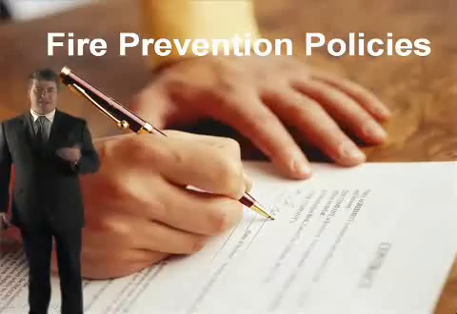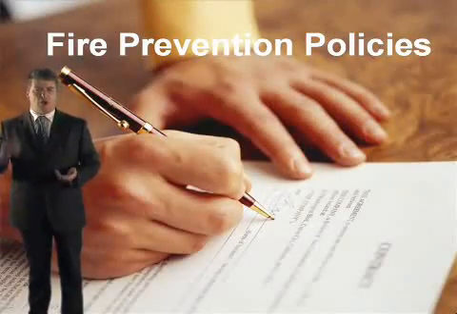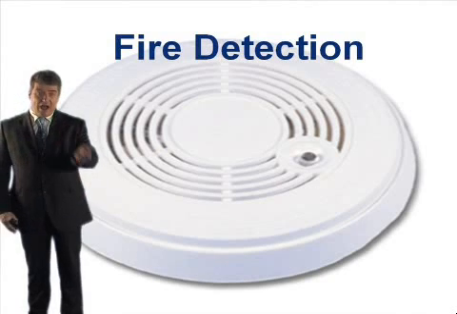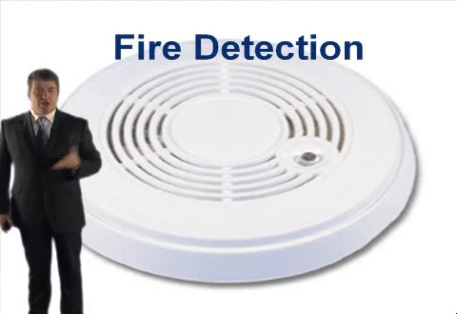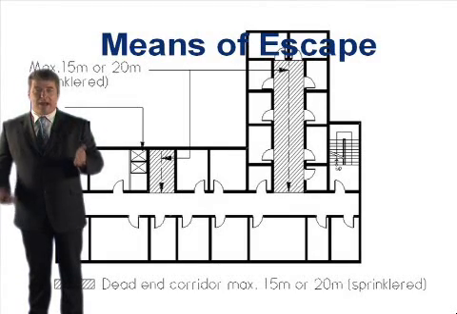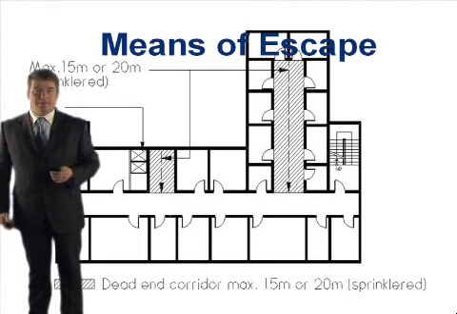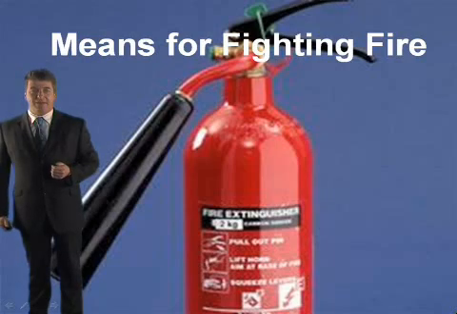You've got to consider your fire prevention policies. You've got to look at fire detection and warning. Have you got enough detection? Can alarms be heard throughout the workplace? You've also got to consider means of escape. Have you got adequate means of escape? Have you got adequate means for fighting fire?